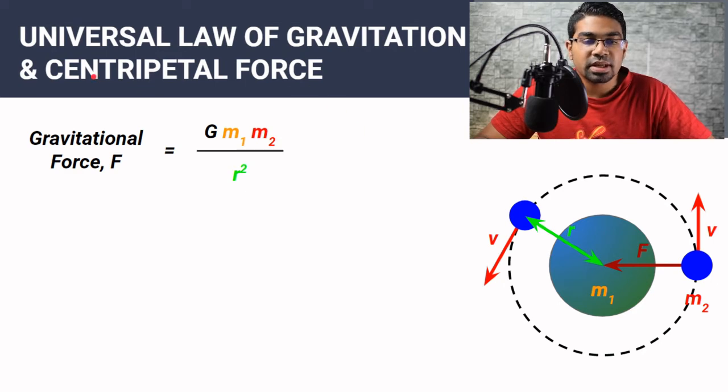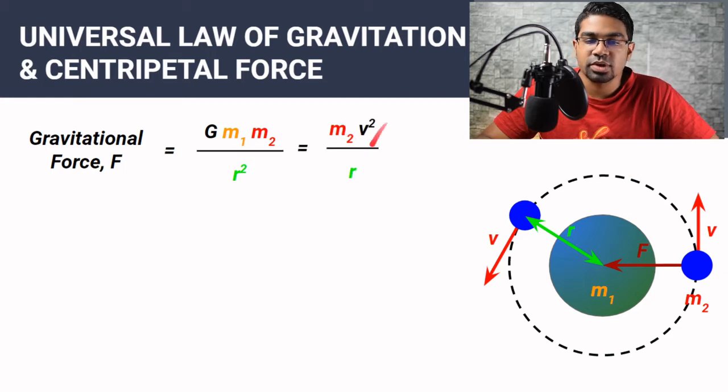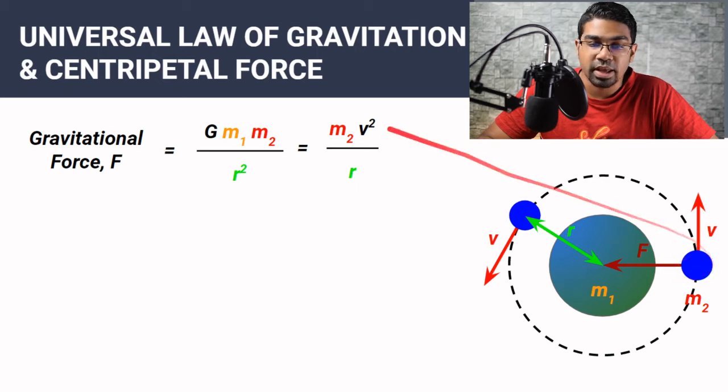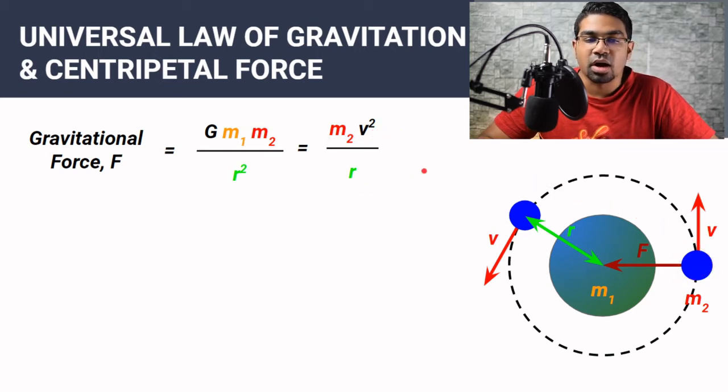We can also represent gravity here in this case as the centripetal force. So the formula for centripetal force is m v squared over r. And the m that we use here is the mass of the object in orbit, because we are measuring the centripetal force on the object in orbit. So this is M2 v squared over r.